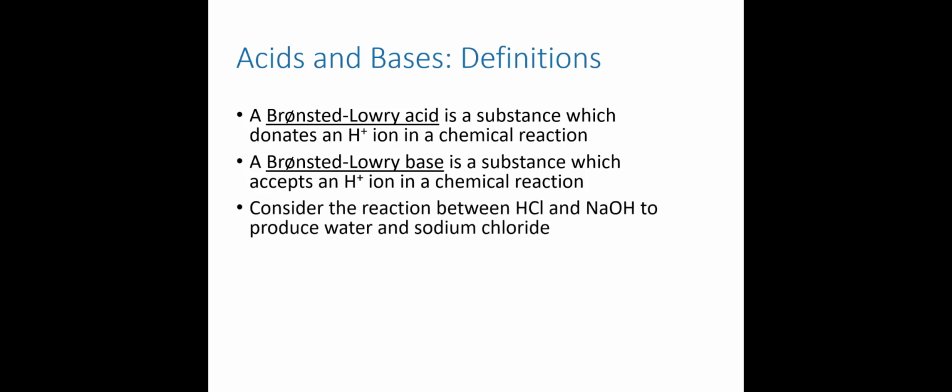For example, let's consider the reaction between hydrochloric acid and sodium hydroxide to give us water and sodium chloride. So here we have the chemical formula for hydrochloric acid and sodium hydroxide, and they make water and sodium chloride. Now, the sodium makes things a little bit inconvenient. It's what we call a spectator ion, in that it's really not participating in the reaction in any way.